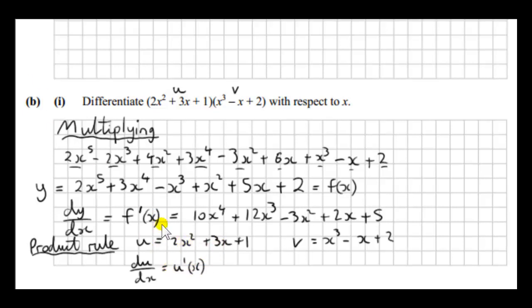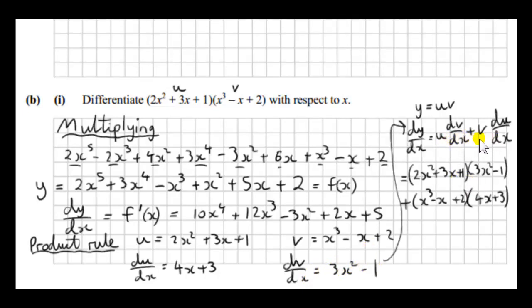If we're calling this thing here u of x. Okay. So du dx here would be 4x plus 3. dv dx is 3x squared minus 1.